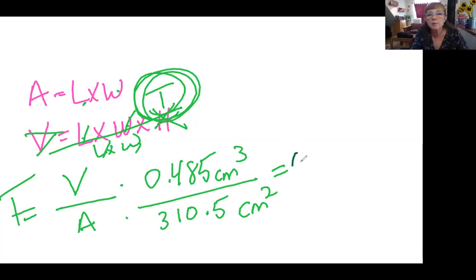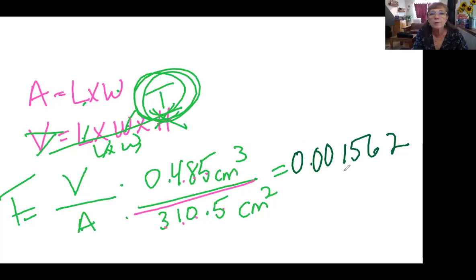When I put that into my calculator, it spits out 0.001562. Again, I have to pay attention to digits. The top number, the numerator has 3, the bottom has 4. When I divide, I get the fewest. So I'm only allowed to have 3.